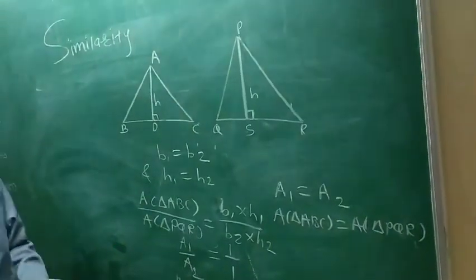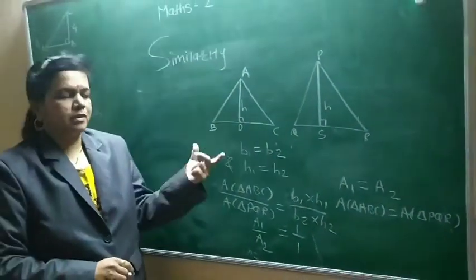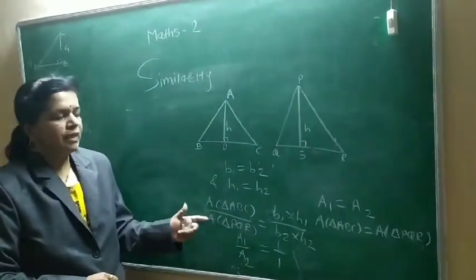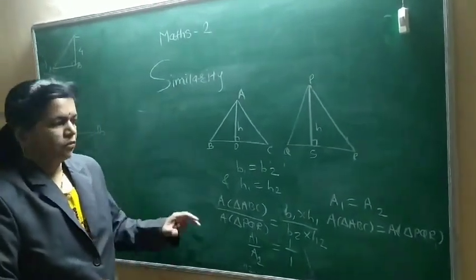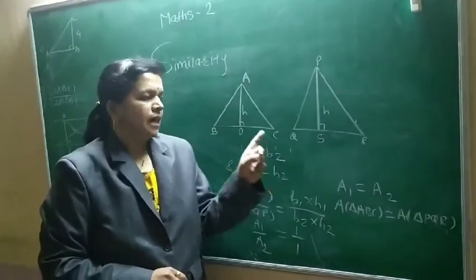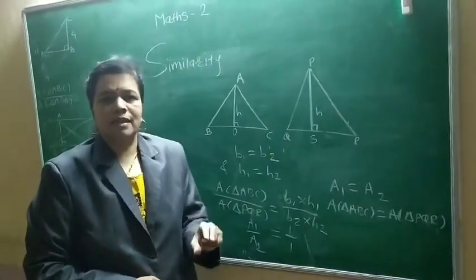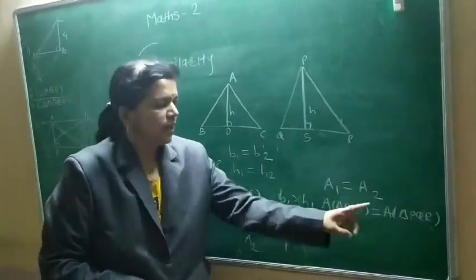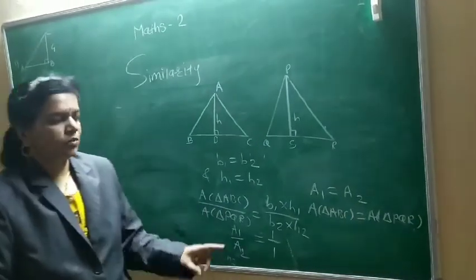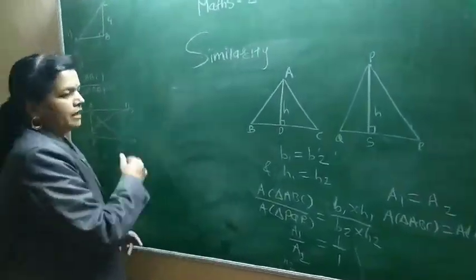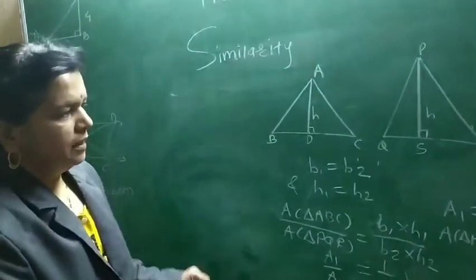This is the fourth property. If bases and heights of both triangles are equal, then we will get areas are equal. If the bases and corresponding heights of two triangles are equal, then their areas are equal. Okay? Now we will take some examples of this property.